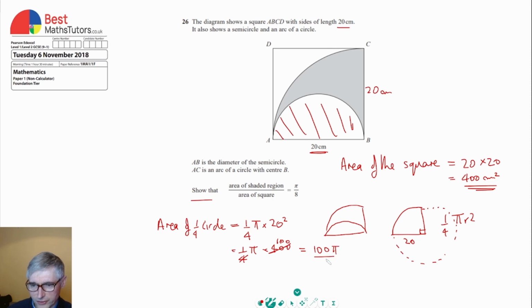And we're just trying to get this in terms of pi. So we're not working out what pi is. Even if we know pi is 3.14, we're not going to put it in as a decimal. We're going to keep everything in terms of pi.